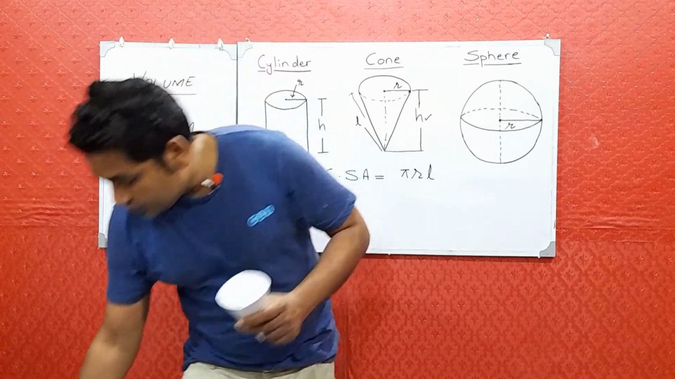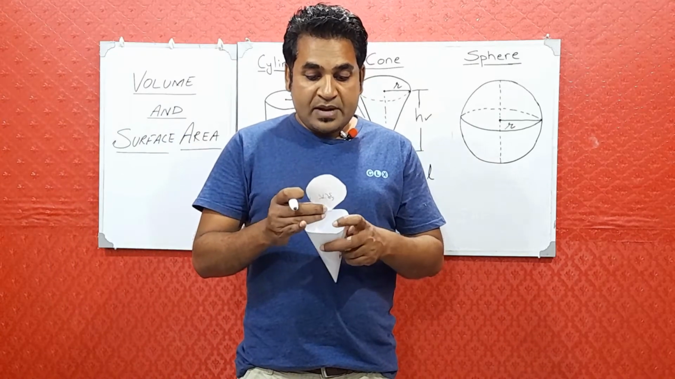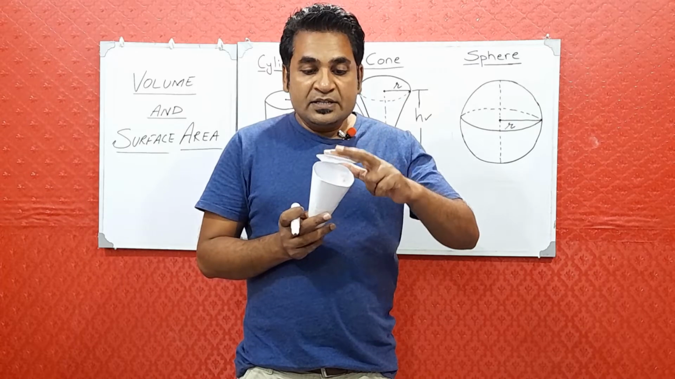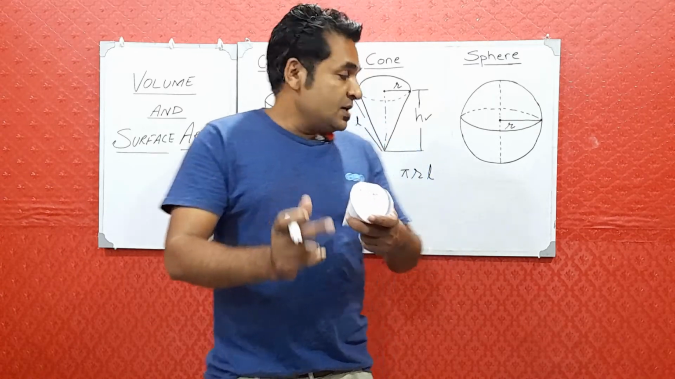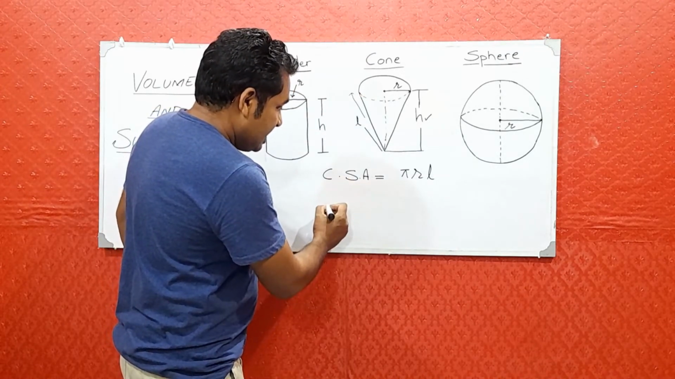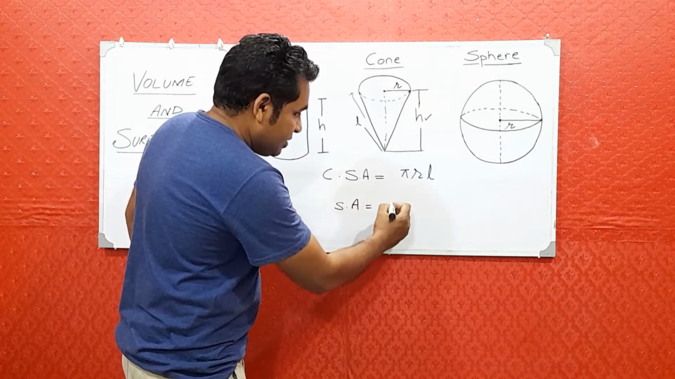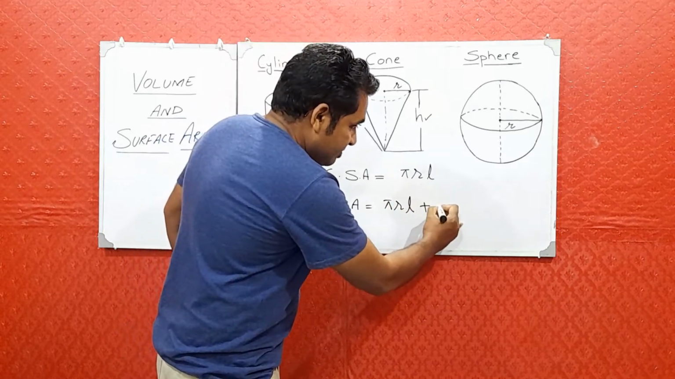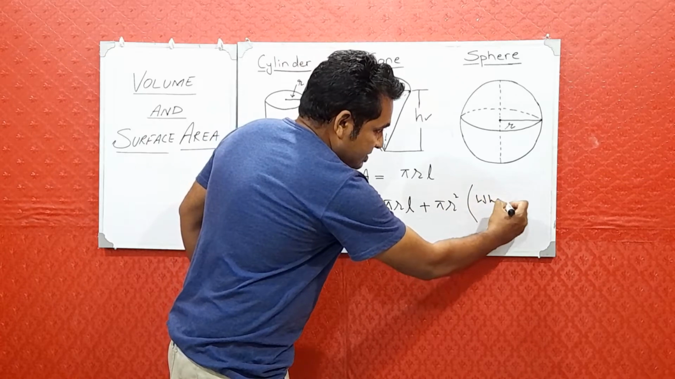But when it is closed, I am adding a circular surface to it, and what I have actually added is pi r square. So when it is closed, the surface area will be equal to pi r l plus pi r square.